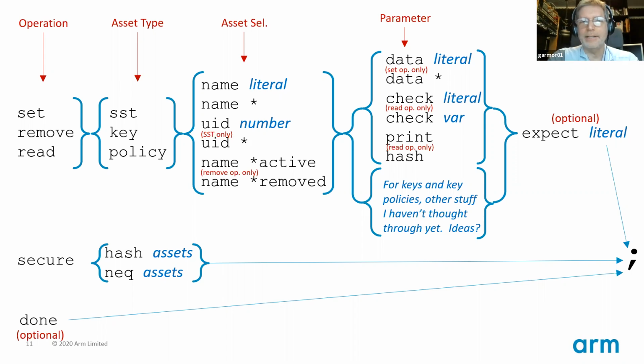And then finally, at the end, you can, if you'd like, optionally specify expected results of that particular command. So for instance, you could do a command of the nature of set an SST secure storage asset named a certain name, give it this data, and expect it to pass. That's just one simplistic example, but I'll give more examples in a moment.